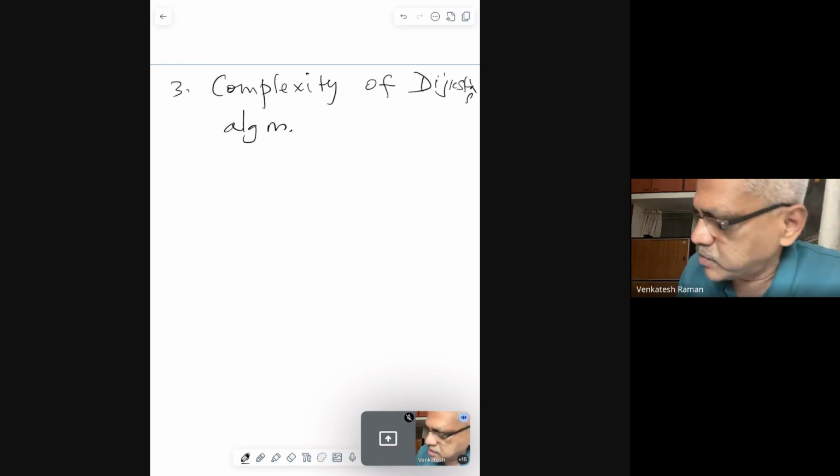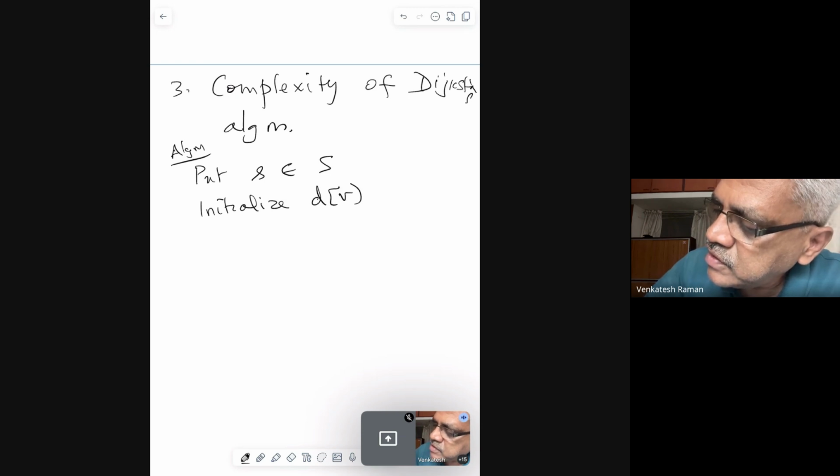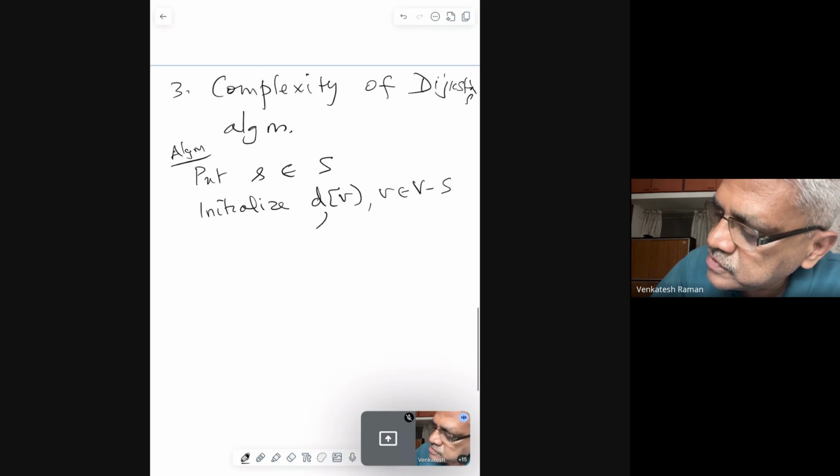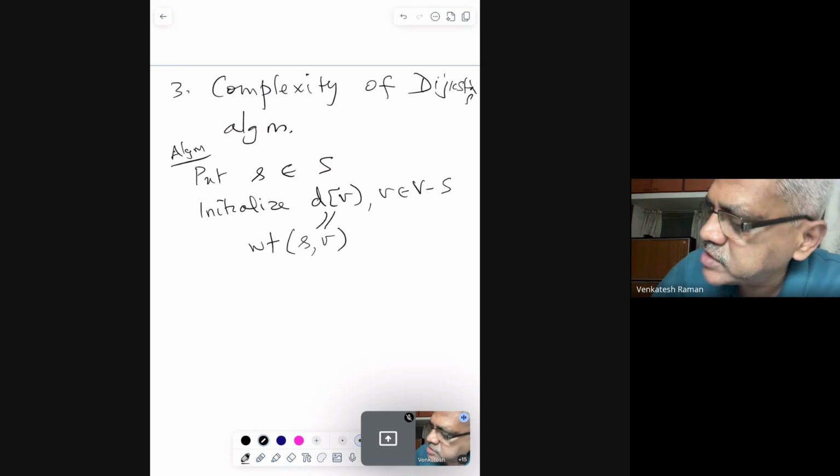So how does Dijkstra's algorithm work? Let's say we put s in some set S. Initialize the distance d(v) for v in V minus S. This is going to be the distance from s to v, or rather, the weight of the edge (s, v).